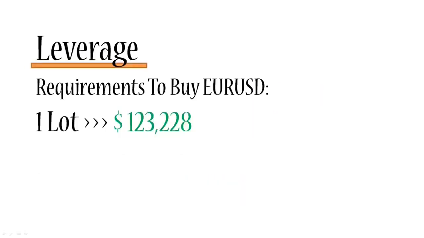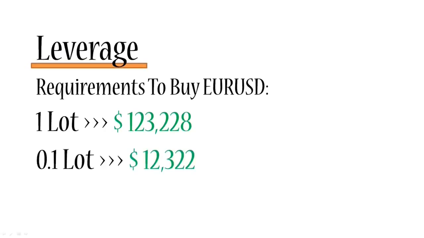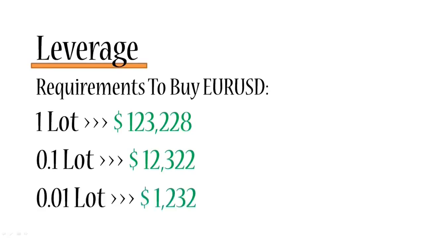So, leverage. As we discussed, in order to buy or sell 1 lot of euro dollar, you need 123,228 American dollars on your account, which is a lot of money. But even in order to trade with 0.1 lots, you need 12,000 American dollars. And in order to conduct the smallest transaction possible, a micro lot, 0.01 lots, you still need $1,200 on your account, which is a lot of money.